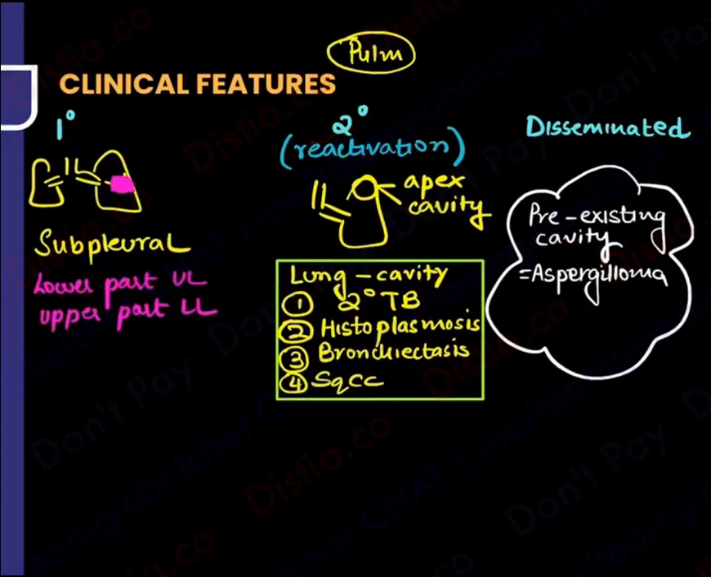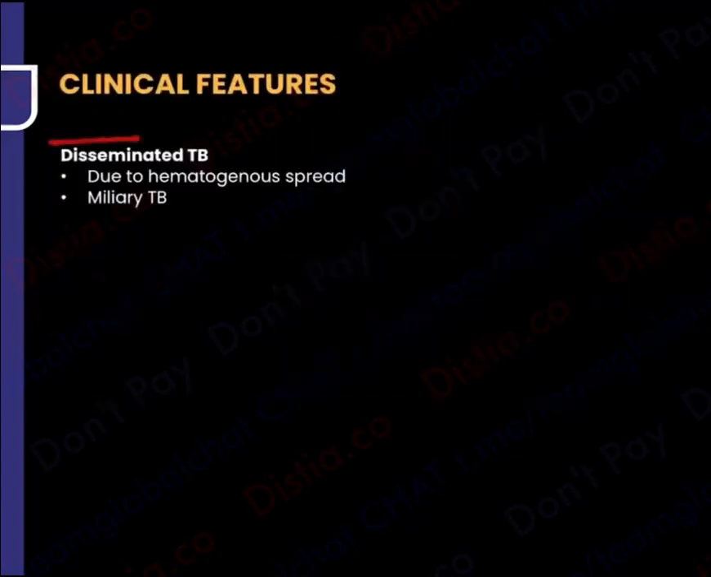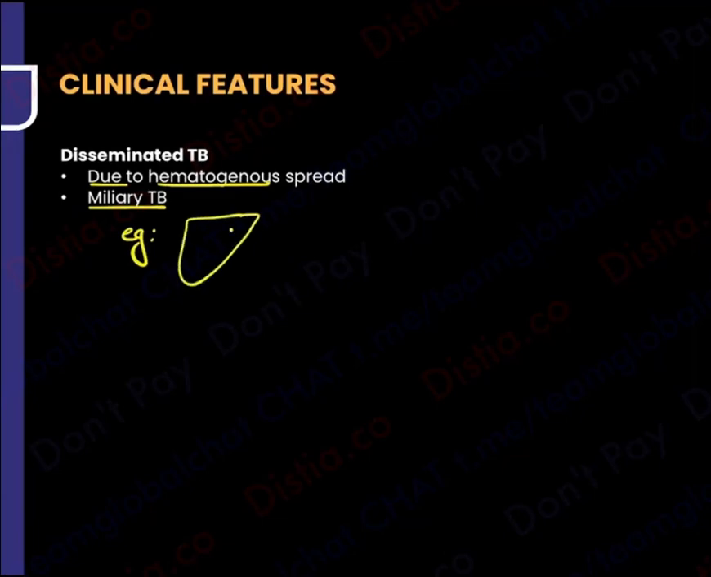You are done with primary, secondary. Of course, you are left with the disseminated part. Disseminated mainly means that it has gone to different parts of the body because of hematogenous spread, via the blood, and when it goes to different parts of the body, it results in miliary TB. So for example, it has gone to the liver. Miliary means it's going to be like dot dot, like millet seeds. That is how it got its name. Millet seeds are tiny grains, no? So like this, dot dot dot, it has come up as miliary TB.